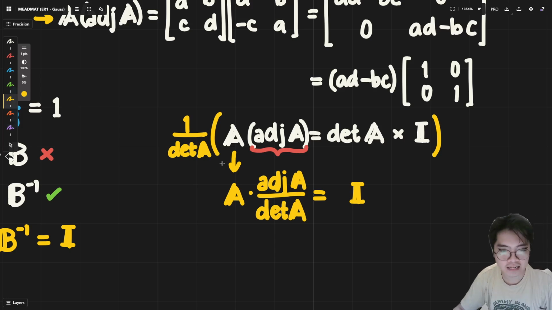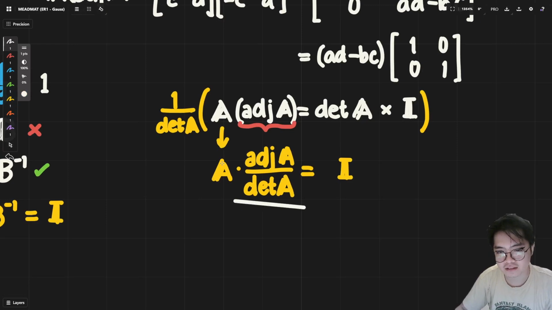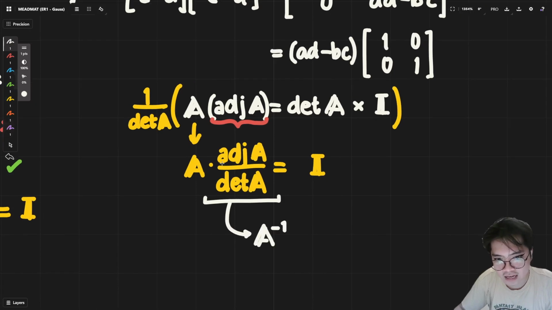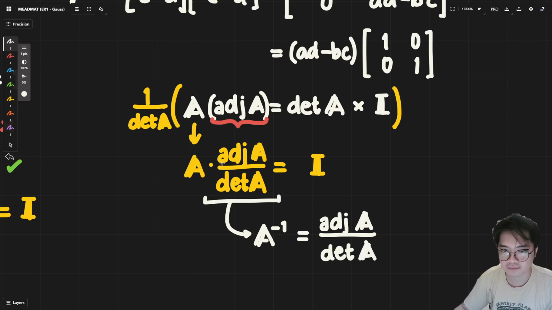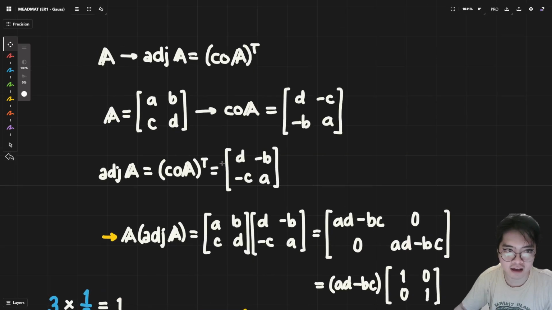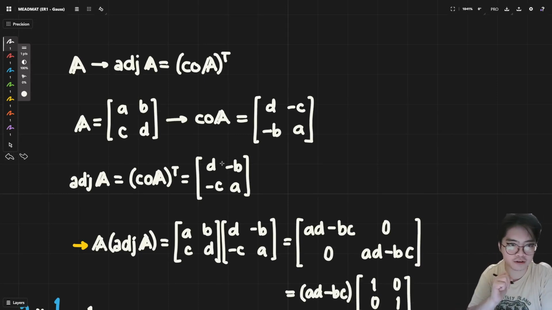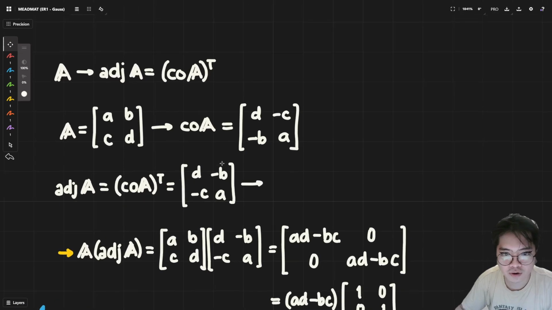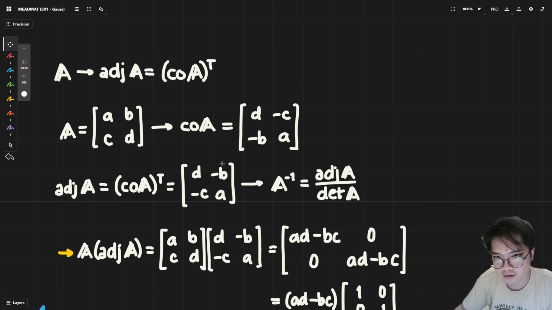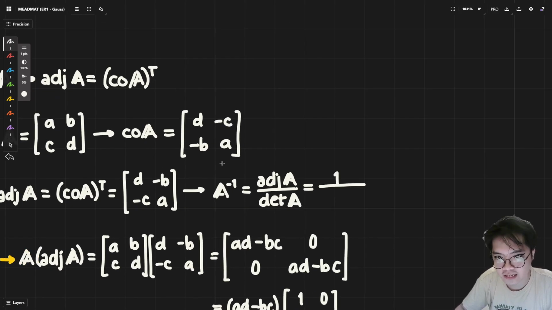Now we can finally define the inverse of A as going to be the adjoint of A divided by the determinant of A. And so now basically, if you have an A which is A, B, C, and D, your inverse of A will now follow adjoint A over determinant A. In this case, we remember our determinant in here is just AD minus BC.